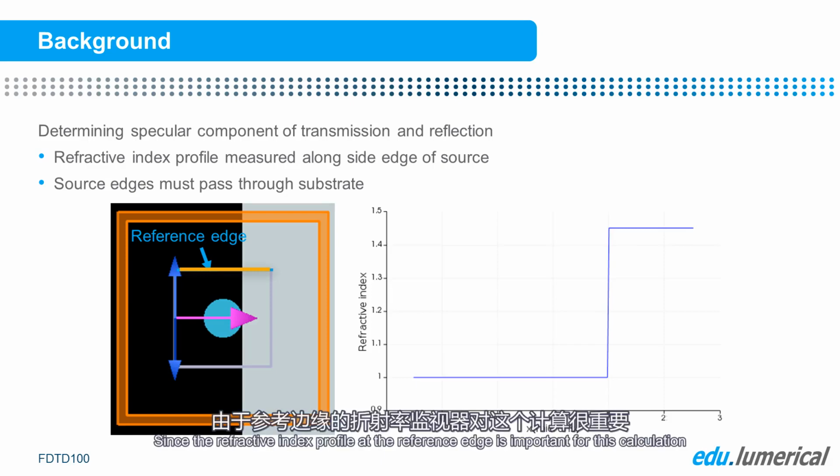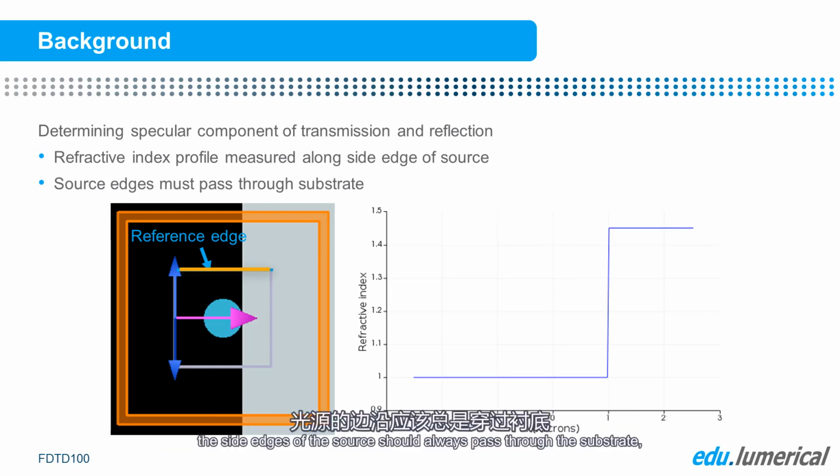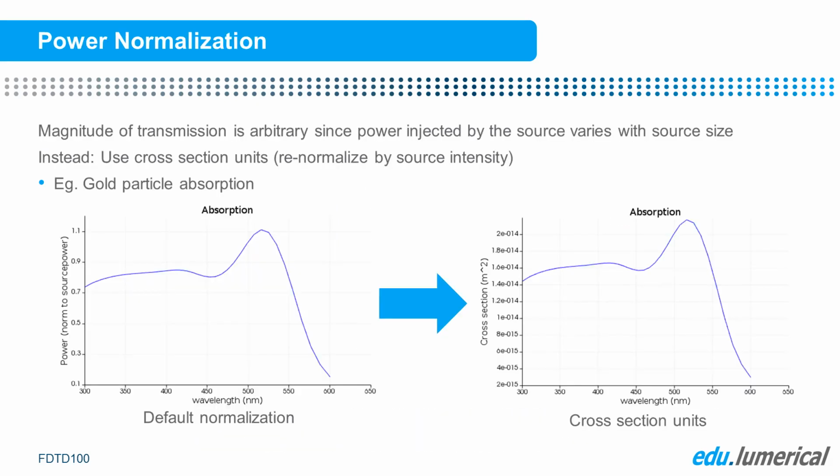Since the refractive index profile at the reference edge is important for this calculation, the side edges of the source should always pass through the substrate and not intersect with the scattering particle.